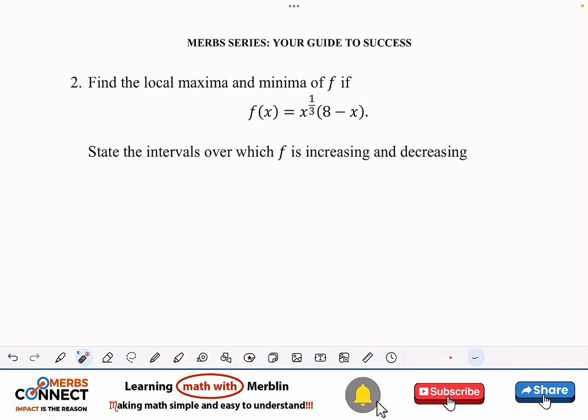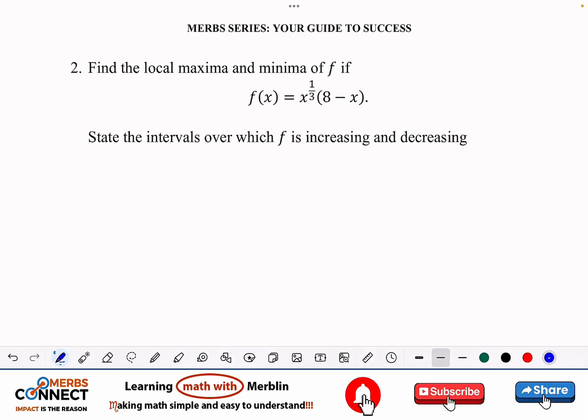Let's take another example, right? Now here we want to talk about local max and local min, right? And for us to do this, basically we need to find the critical values first. So that is basically what we need, whether the question is asking us to find the critical values or not. So first we need to find f prime of x. So we need to differentiate this using the product rule, right?